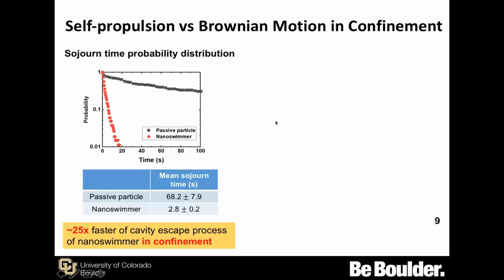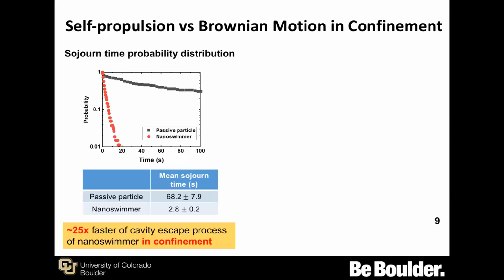Right now, I want you guys to think about that. Okay, so we see that Nanoswimmers move faster and escape the cavity much faster than Brownian particles. But you think, of course, sure, because it has the self-propulsion effect. But we want to understand how much the self-propulsion effect makes it move faster, and is this the only reason it is faster?